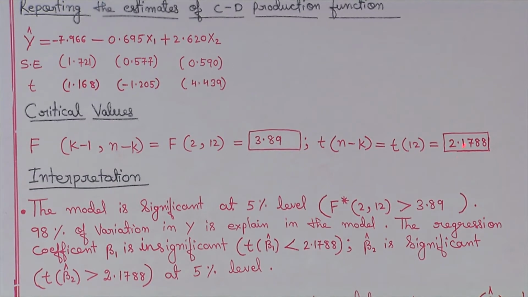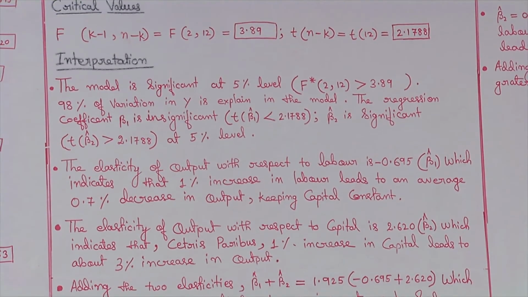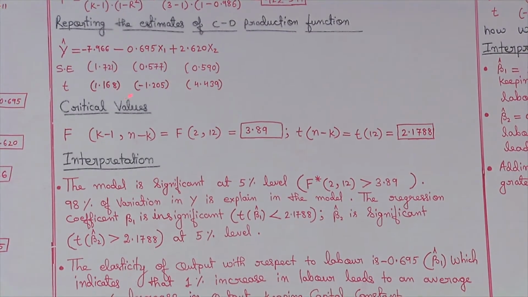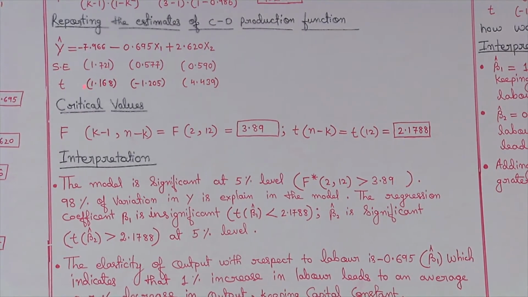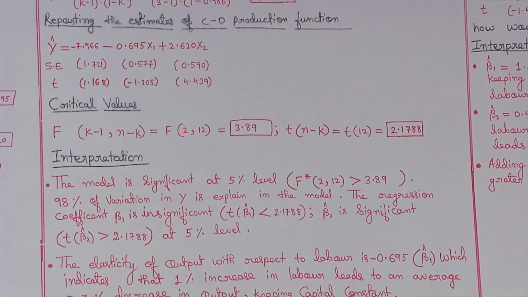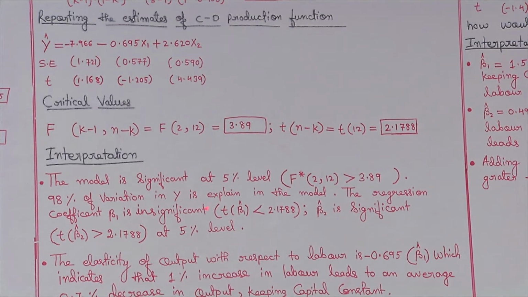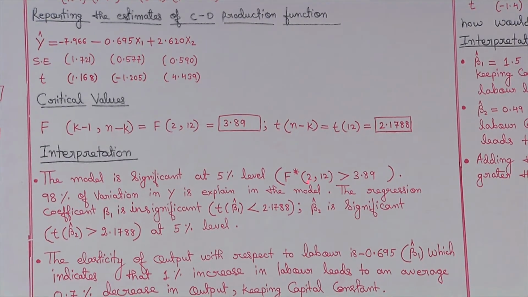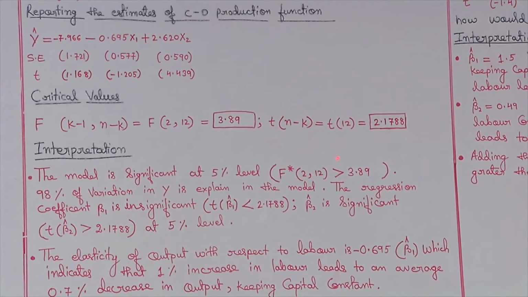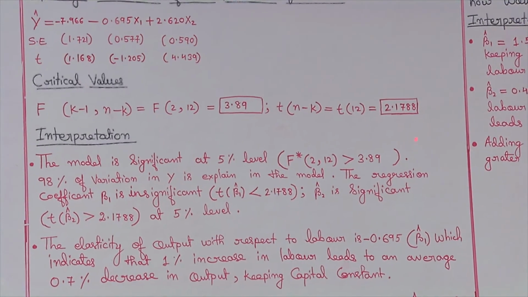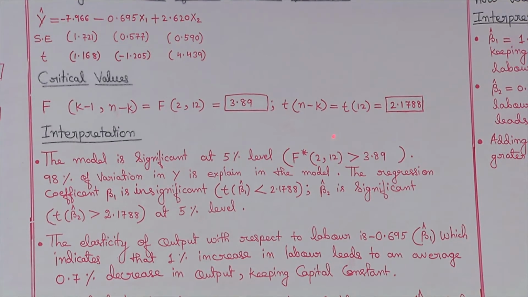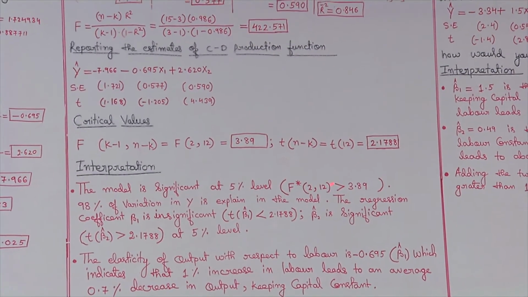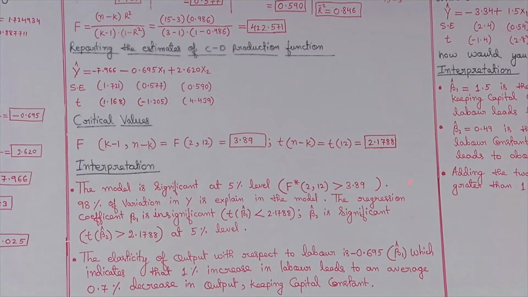significance, which is 2.1788. So, interpretation with all the estimated values of the regression coefficients beta naught head, beta 1 head, beta 2 head, the standard errors of the regression coefficients and the values of t, we can interpret the model. The model is significant as far as the value of f is concerned, since the calculated value of f at 2, 12 degrees of freedom is greater than 3.89 at 5% level of significance. That is, the calculated value of f is 422.571, which is greater than 3.89. So, we may conclude that the model is significant at 5% level of significance.